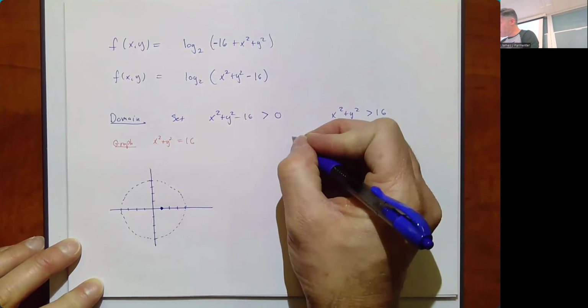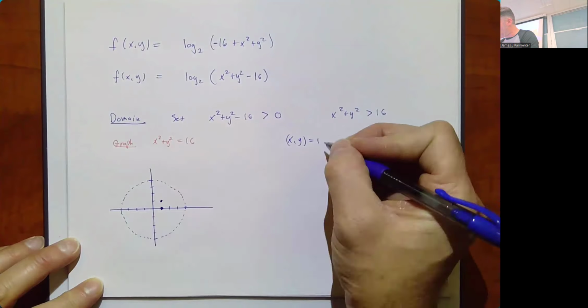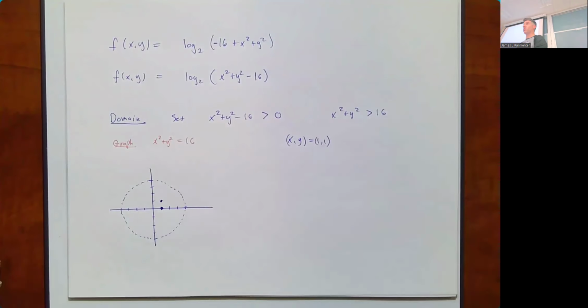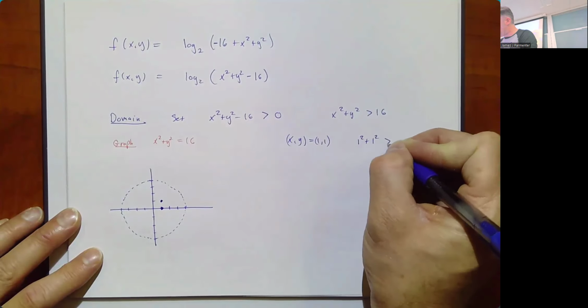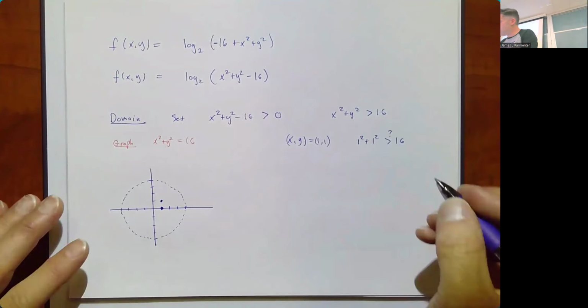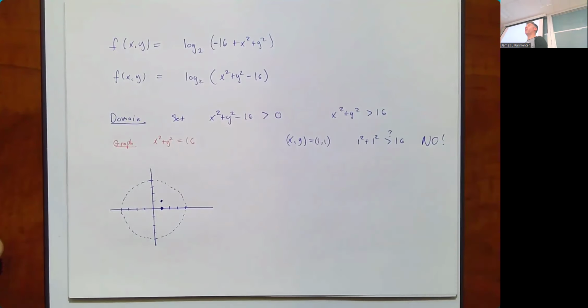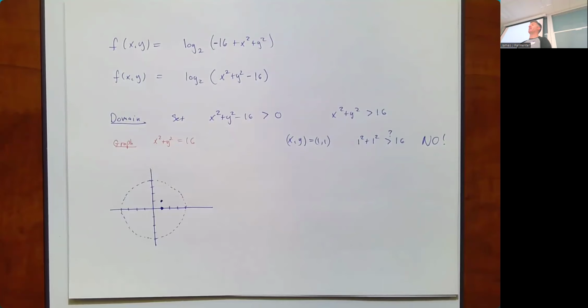If I test the point x comma y equal to 1 comma 1, sorry, I meant to do 1 comma 1, which is clearly inside the circle. Is it true that 1 squared plus 1 squared is bigger than 16? Obviously not. So if you happen to pick a point that doesn't satisfy the inequality, what it means is the side of the boundary that your point lives in is not the side that we want to include in our domain. So our domain is going to be everything outside of the circle of radius 4.